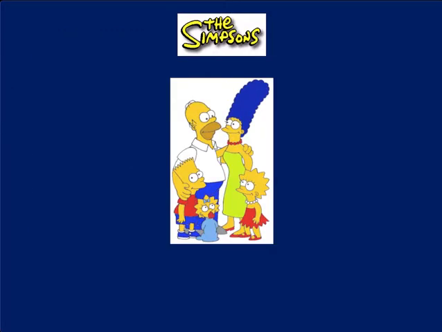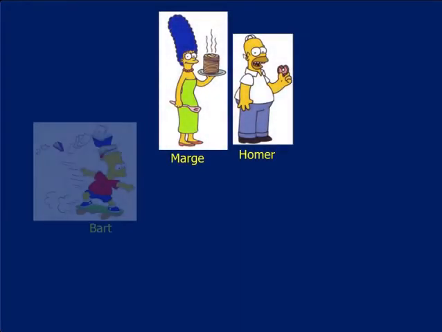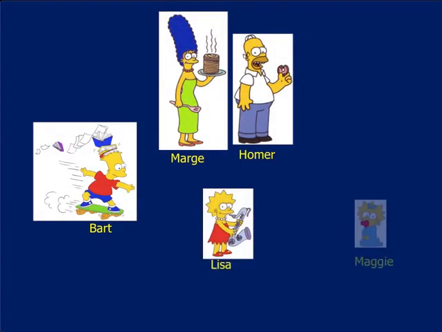Okay, so moving on, we are going to look at relationships in families. I'm going to use the Simpsons to do it because they are probably the most famous family. Everybody knows who they are. So we have Mum and Dad, Marge and Homer. We have children, Bart, Lisa and Maggie.